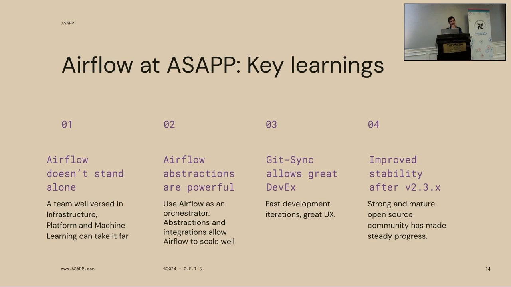Gitsync was really a major pain point at that time, like 2 years ago. I just want to call that out again, because I feel like people in the open source community on the Slack channel are still wondering if that's helpful or not, and I've seen some workflows which don't use it. Another thing I realized when I was online is that not a lot of teams use the latest versions. But we feel stability has really improved out of the box after 2.3, and we're currently upgrading at almost every opportunity possible.